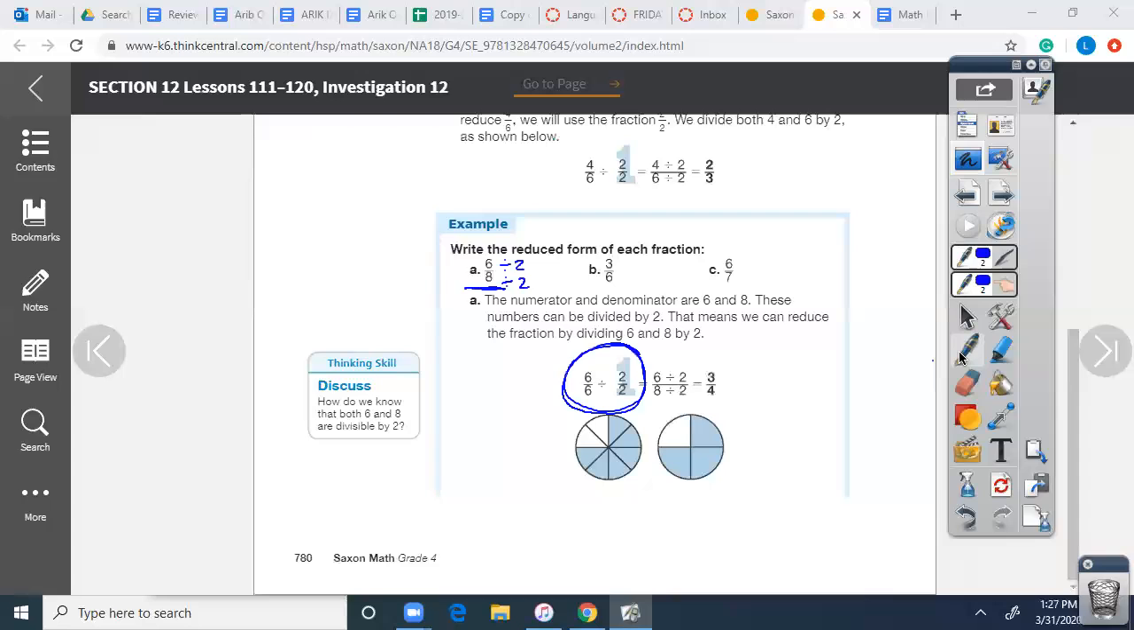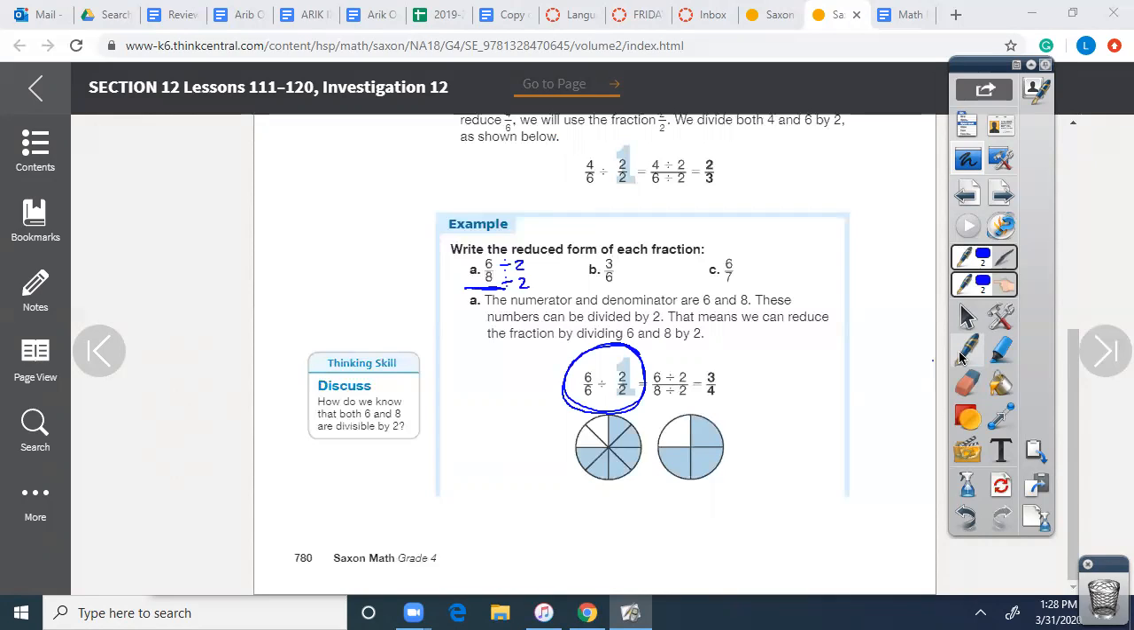So another way to think about it, you are dividing it by 1 because 2 over 2 is the same thing as 1. And so you're just making it smaller. You have to figure out what that 1 equals. Is it 2 over 2? Is it 3 over 3? Is it 4 over 4? Whatever that is, but really that's what you are doing. You are dividing it by 1.